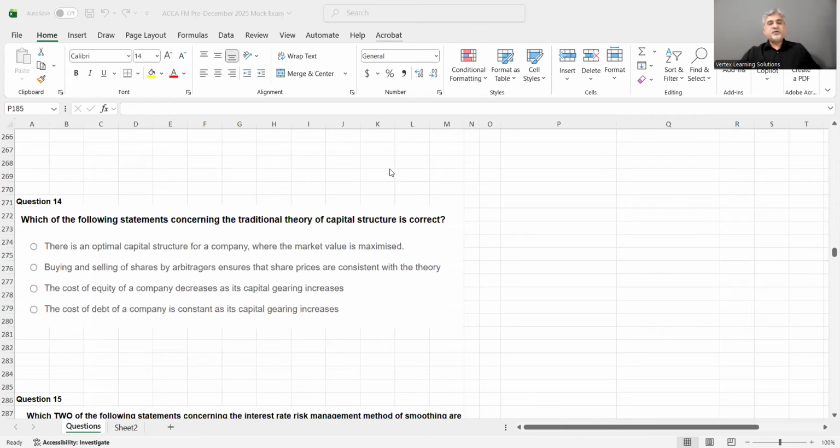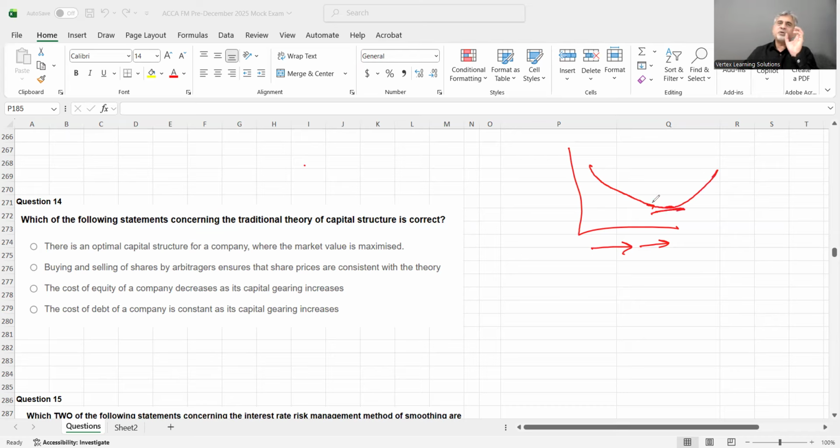Question number 4. Which of the following statements concerning the traditional theory of capital structure is correct? Now remember, what was the traditional theory of capital structure? It says that debt is cheaper, equity is expensive. We keep on adding debt because debt is cheap. As we add more debt, your WACC keeps on going down. The more debt you add, it comes down until it reaches the lowest point and then it increases.